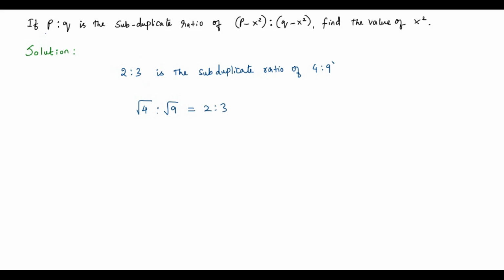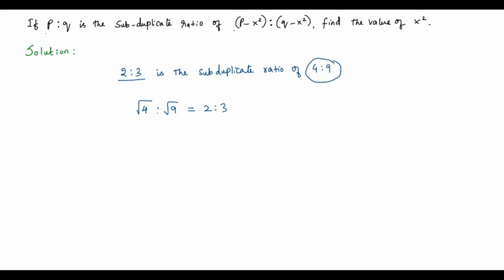So it's very clear, 2:3 is the subduplicate ratio of 4:9. You have to find the subduplicate ratio of 4:9. So the ratio which is given at first is the answer, that is the subduplicate ratio of 4:9.